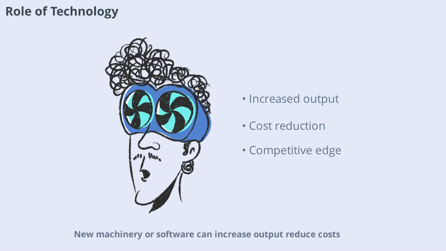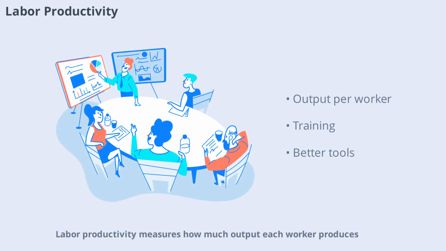New machinery or software can increase output, reduce costs, and change the optimal mix of inputs. Staying updated with technology is essential for maintaining an edge in production. Labor productivity measures how much output each worker produces. High productivity means more output with the same number of workers, which is beneficial for both short-run and long-run production.